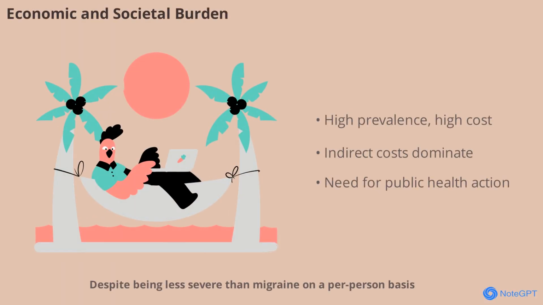Despite being less severe than migraine on a per-person basis, the high prevalence of TTH results in a substantial economic burden. Direct costs include healthcare visits, medications, and diagnostic tests, while indirect costs stem from lost productivity due to absenteeism and presenteeism. In some regions, indirect costs account for over 90% of the total economic impact. Underdiagnosis and undertreatment further exacerbate the societal burden. Public health initiatives focused on early diagnosis, education, and equitable access to care are needed to reduce the overall impact of TTH.